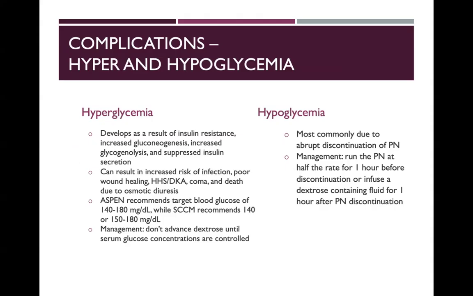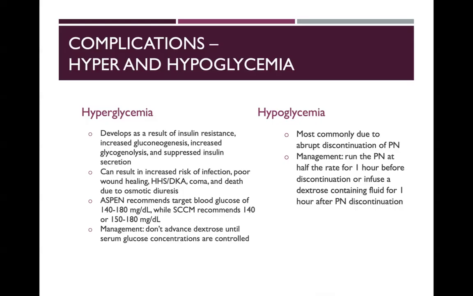So we have hyperglycemia and hypoglycemia. We talked about this already several times, about either providing too many carbs or too few carbs. If you provide too many carbs, you can induce hyperglycemia. That's the main mechanism, but there can be also so many other things, such as insulin resistance, right?